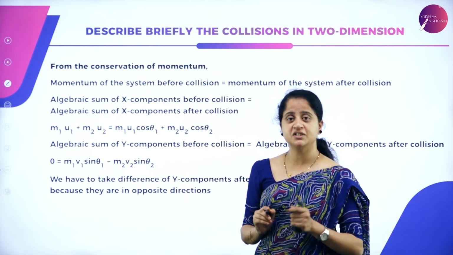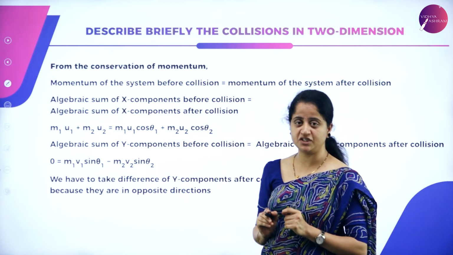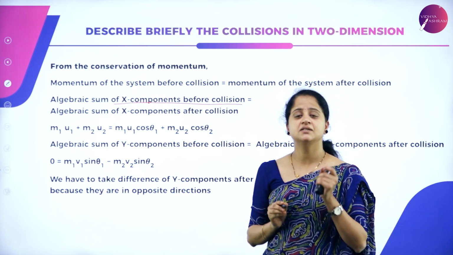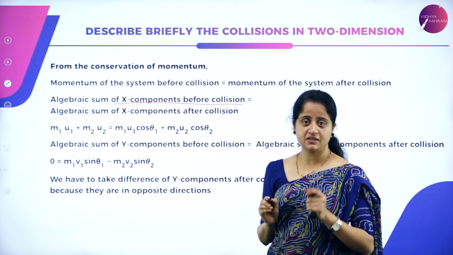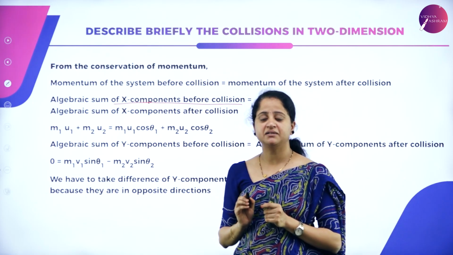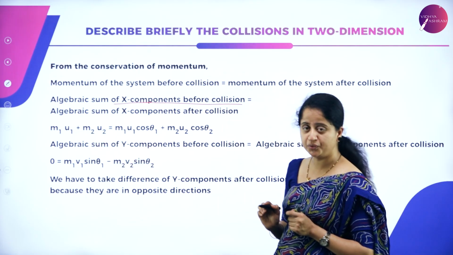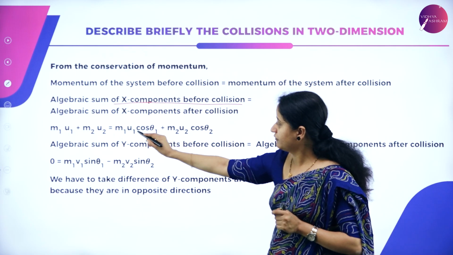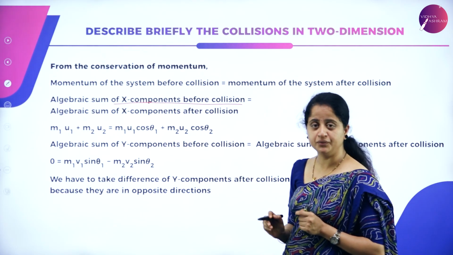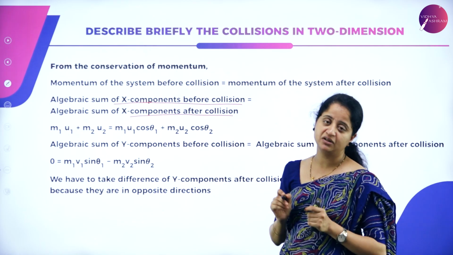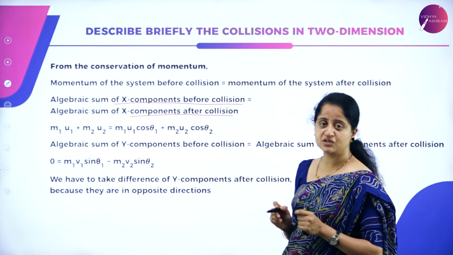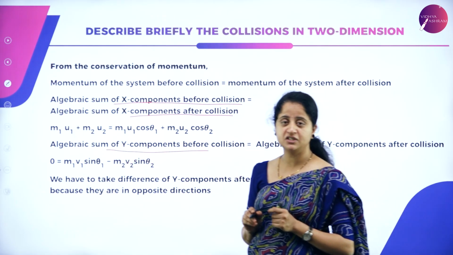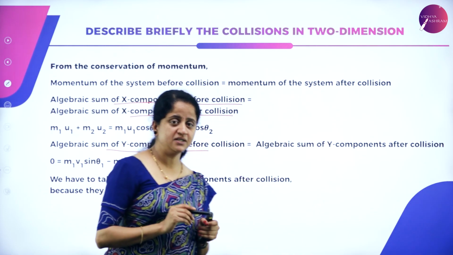So from the conservation of momentum, we say that momentum of the system before collision is equal to momentum of the system after collision. Here we have to consider the algebraic sum of x components before collision is equal to the algebraic sum of x components after collision. So let us write this in mathematical form, that is m1 u1 plus m2 u2, the algebraic sum of x components before collision, is equal to m1 v1 cos theta 1 plus m2 v2 cos theta 2, that is the algebraic sum of x components after collision. Similarly, let us now write the expression for the components along the y direction as well.